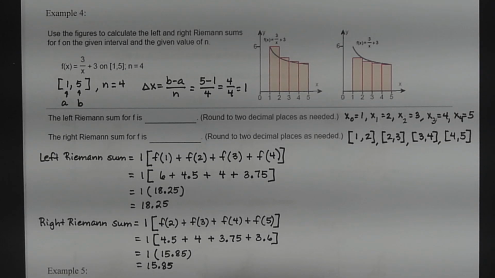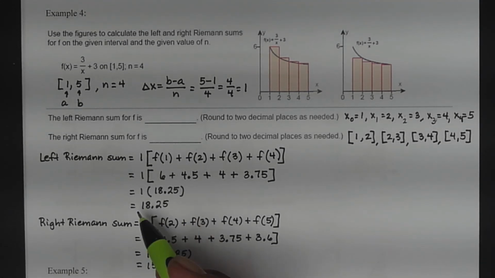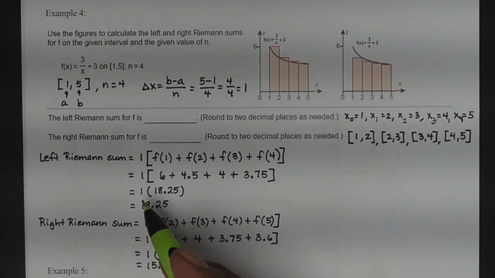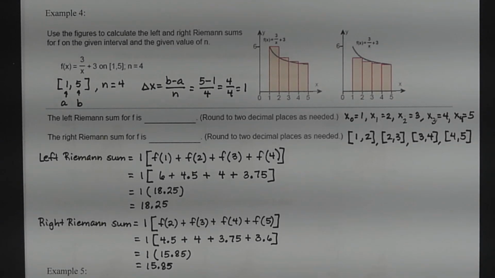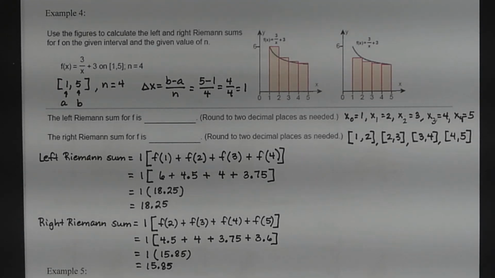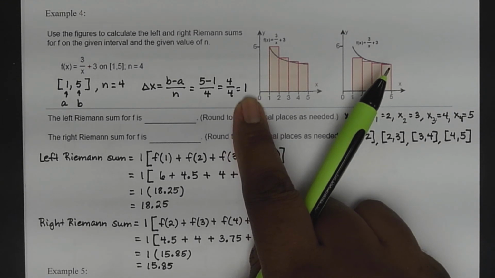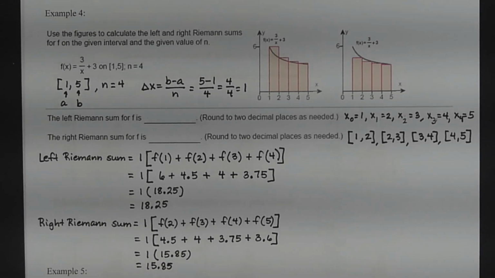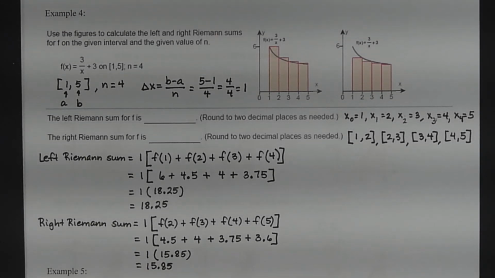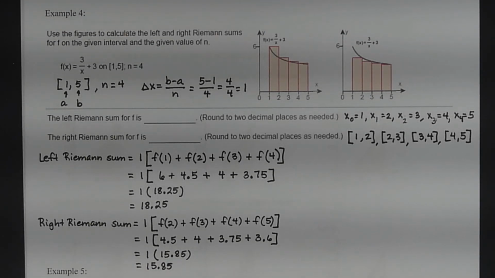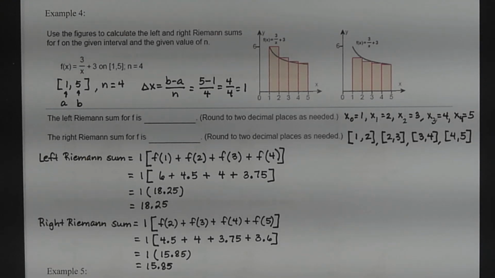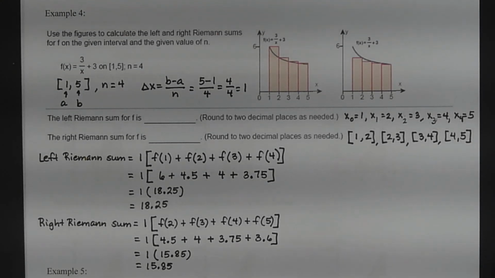Now I do need to mention this. That 1 that you see in front of each of those brackets, that's your delta x. Will it always be 1? The answer there will be no. That delta x could be something like, let's say, 1/2 or 0.25 for 1/4. You'll take that and multiply by whatever delta x is. Okay? So that right there is example 4.